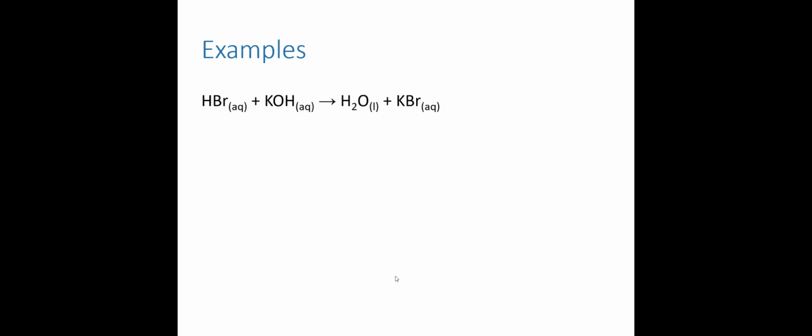So let's look at a couple of examples here. We have hydrobromic acid plus potassium hydroxide forms water, and then the salt is just whichever ions are left over. The positive ion left over is potassium, and the negative ion is bromide, so potassium bromide. Here I have nitric acid reacting with barium hydroxide. It's forming water and a salt. The salt is barium nitrate because the positive ion was barium and the negative ion was nitrate.